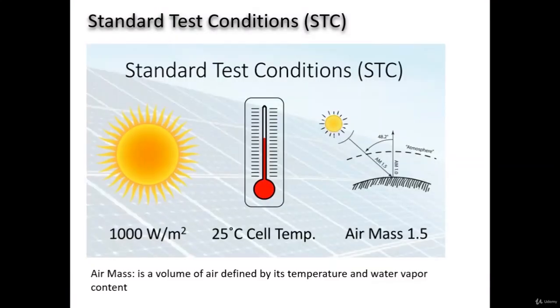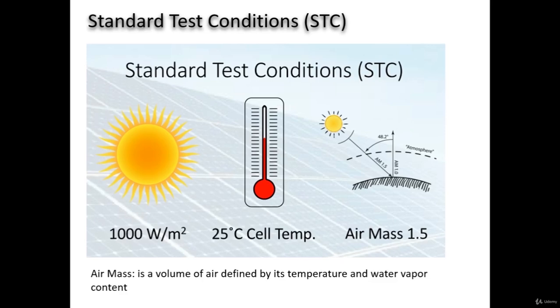This is the standard test condition. Actually, the PV panel is tested under conditions of 1000 watt per meter square, 25 degrees cell temperature, not environment, and air mass 1.5. The air mass is a volume of air defined by its temperature and water vapor content.